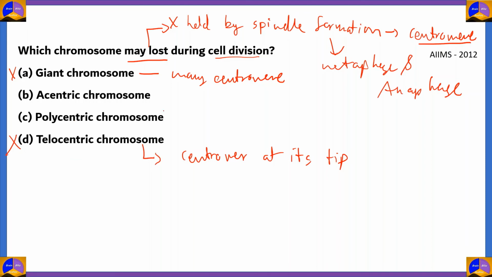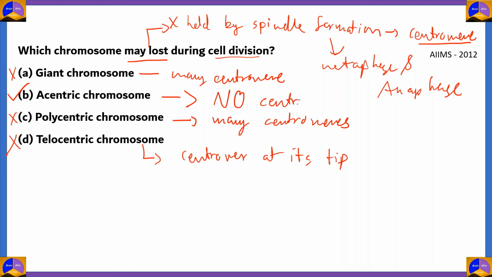What about option C, polycentric chromosome? Again, these have many centromeres. Therefore, option C is incorrect. The right answer is option B, acentric chromosomes. Acentric chromosomes have no centromeres. Therefore, they may be lost during cell division because they won't be held by the spindles formed by the asters due to the lack of centromeres in metaphase and anaphase.